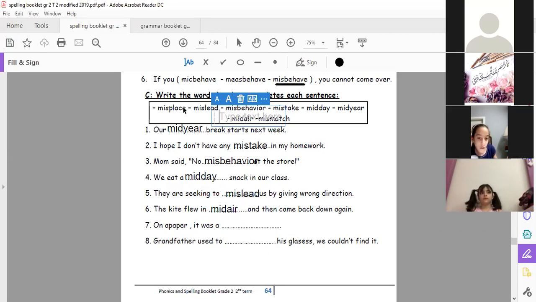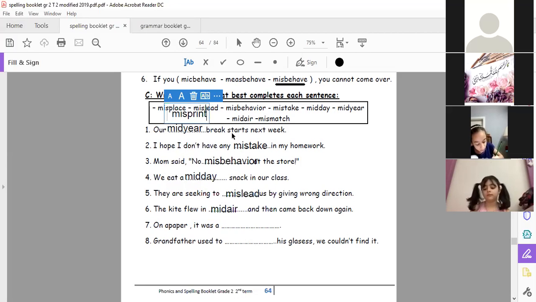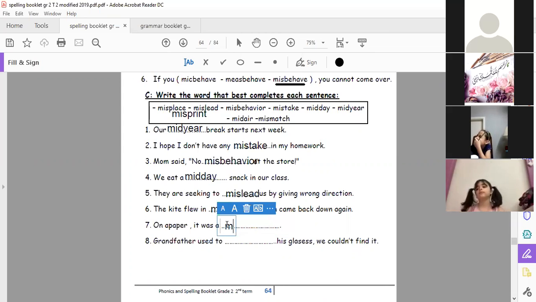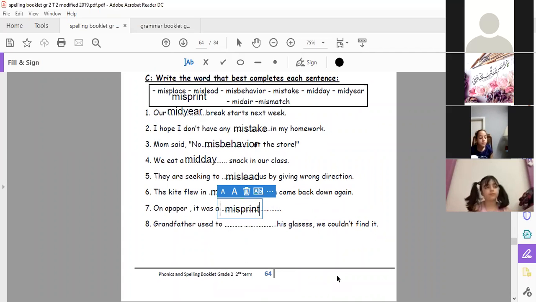Okay, so you add the word here in the box. Misprint. Add the word here, okay, in the box, and write it in number 7. Misprint. All of you write? Yeah. Okay. Misprint. Because when we write on a paper, maybe there is a mistake, so it is misprint. Also here now, we have misprint because the word is not written in the box.